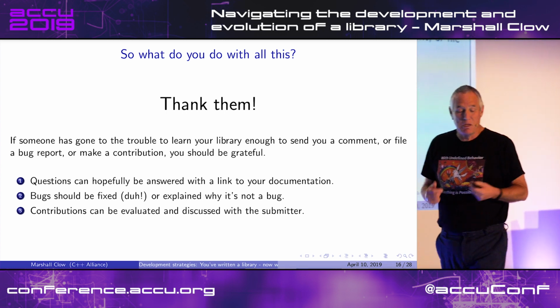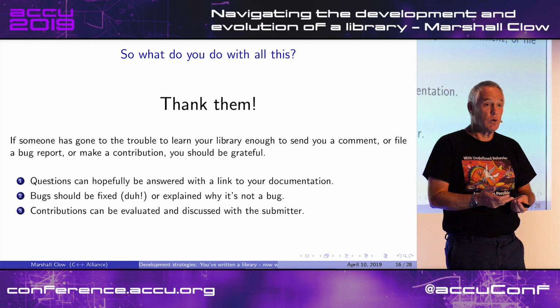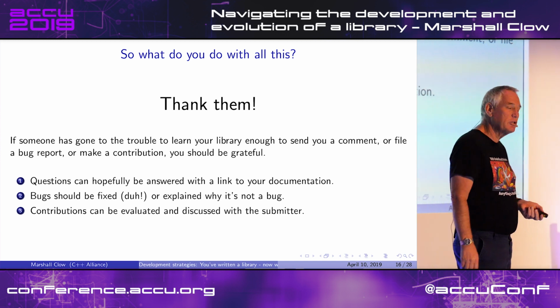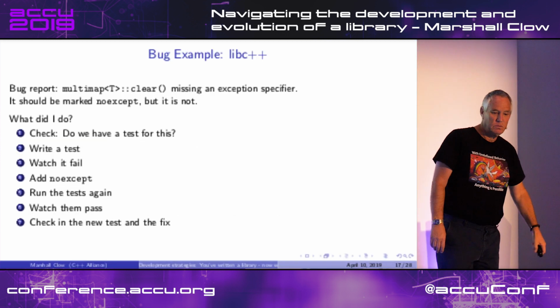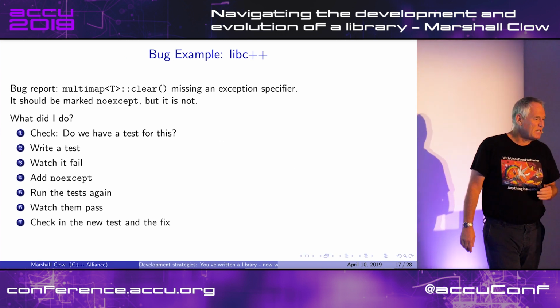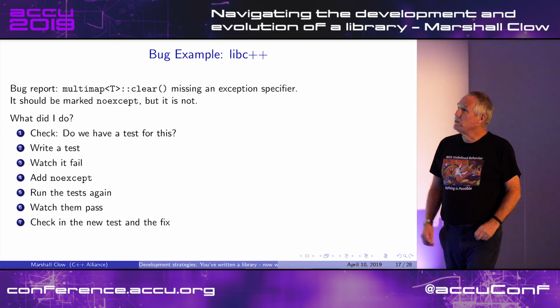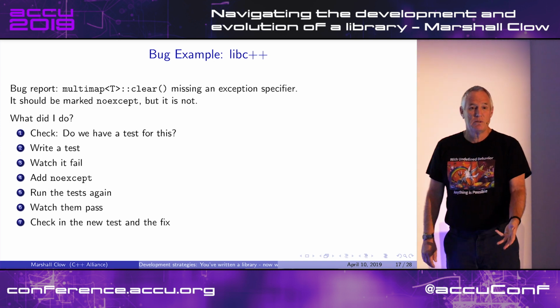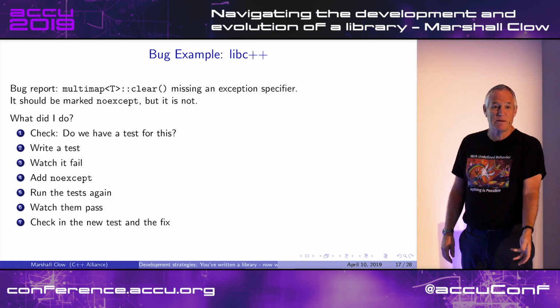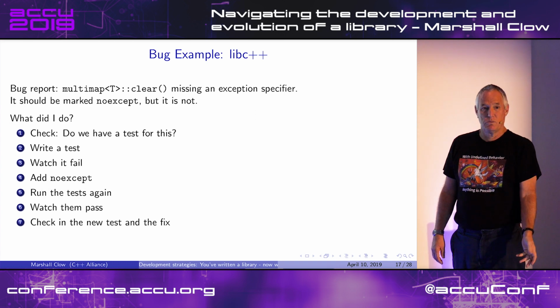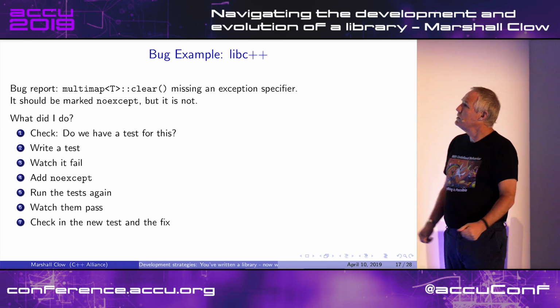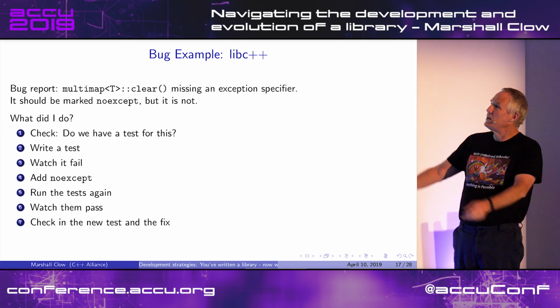Anyway, it may turn out that that's a great idea. It's just something you never would have considered yourself. Okay, I have a bug example here. libc++. I got a bug report that said basically the clear method for multimap was supposed to be noexcept, but it wasn't marked so. Okay, what should I do? What did I do?